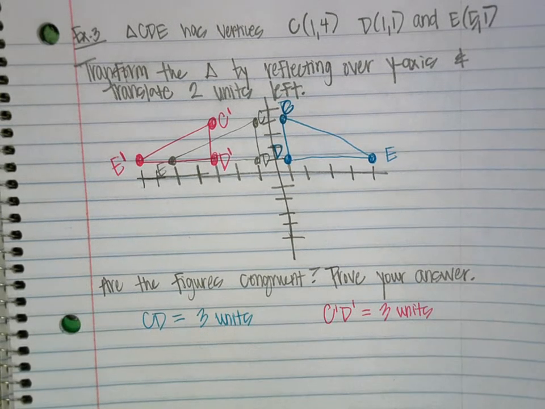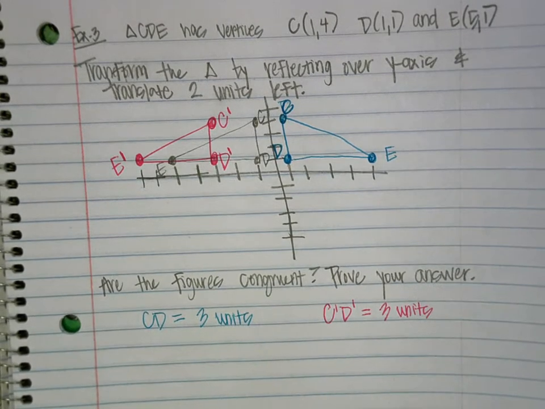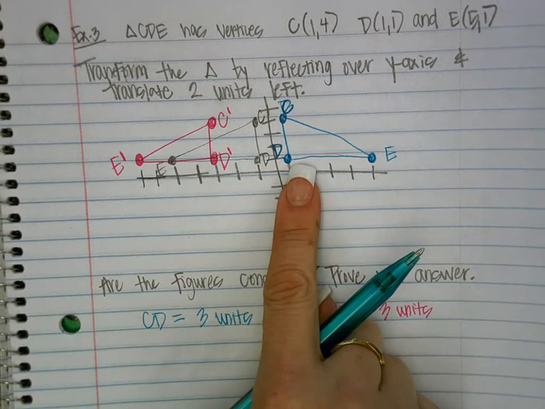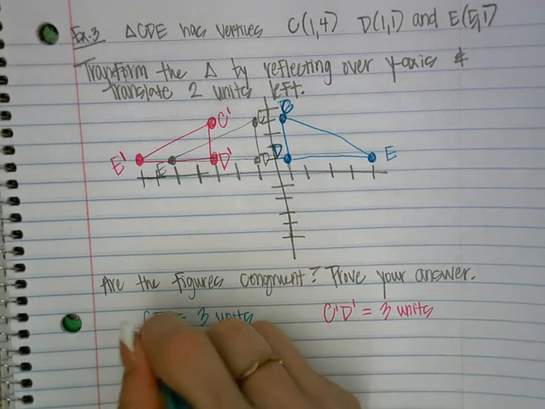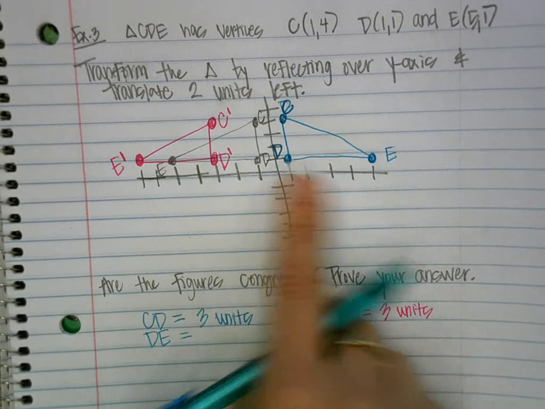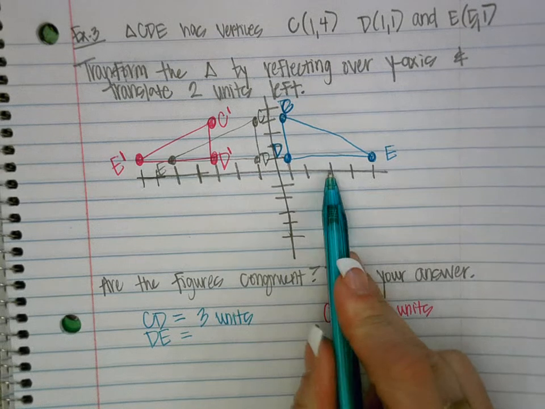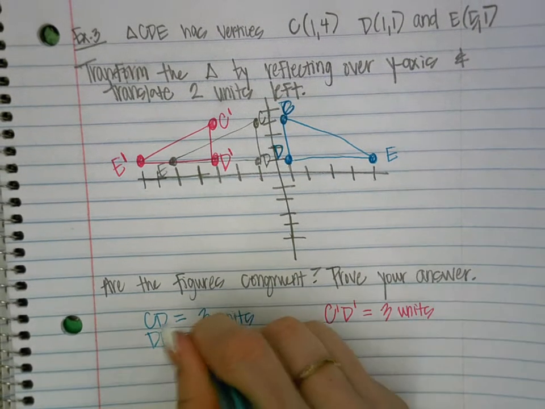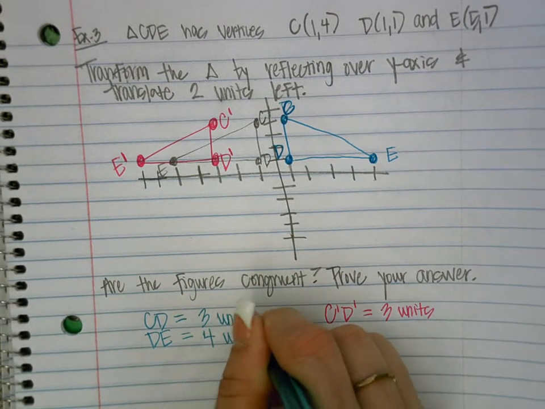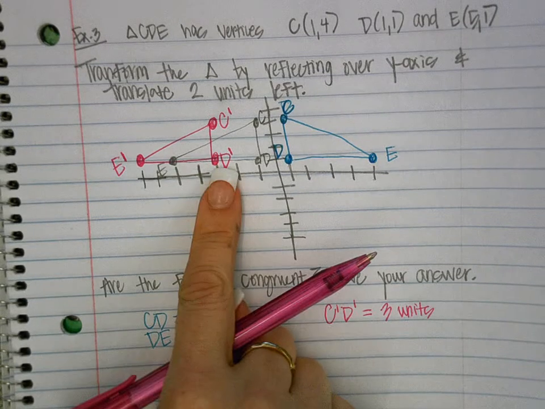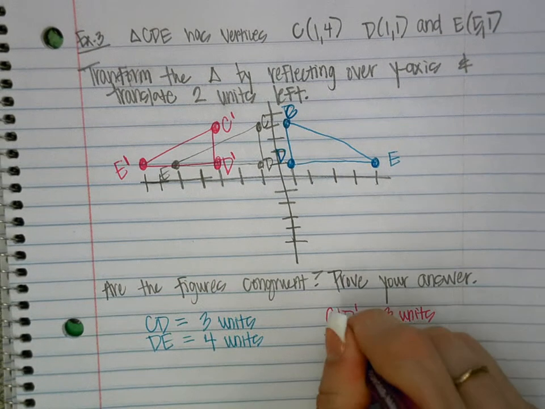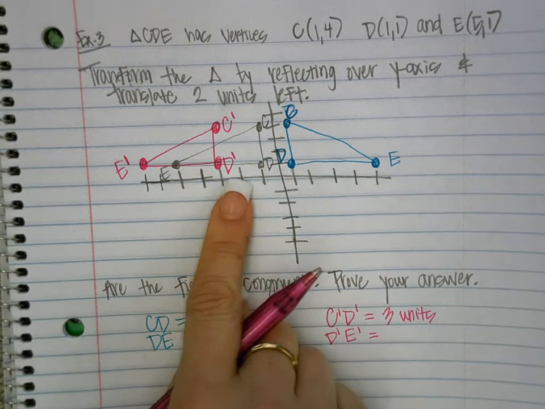Is it enough to just show that one of them is the same? No. How many sides are in a triangle? 3. So how many sides do you have to show that are exactly the same? 3. What other measurement can you give me? You can tell me DE. How long is DE? 1, 2, 3, 4 units. It goes from 1 to 4. How long is its reflection over here? D prime E prime is 4 units. It's 1, 2, 3, 4 units.